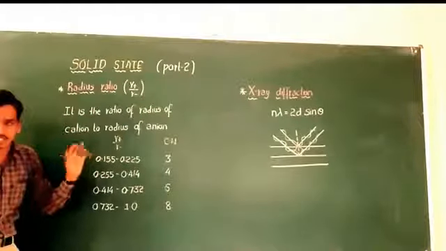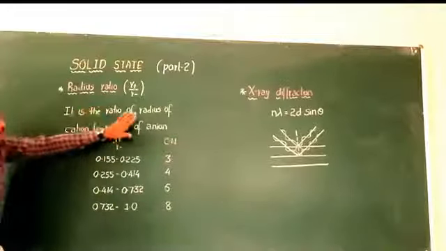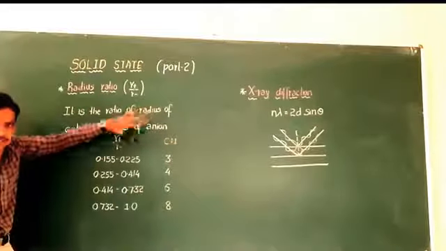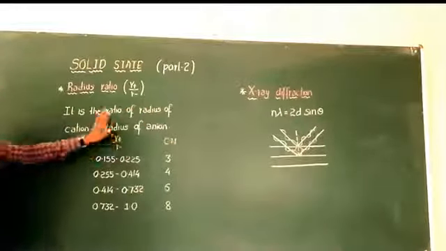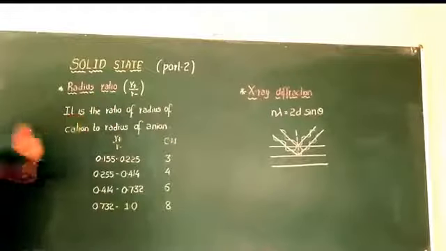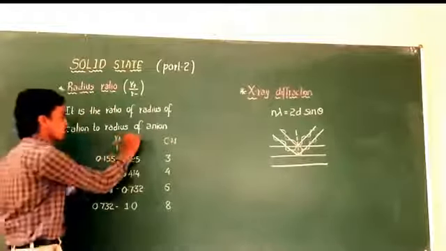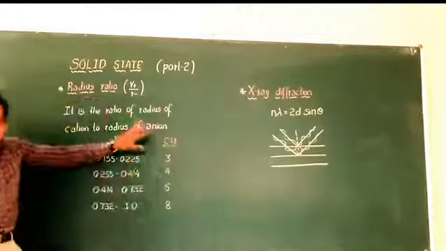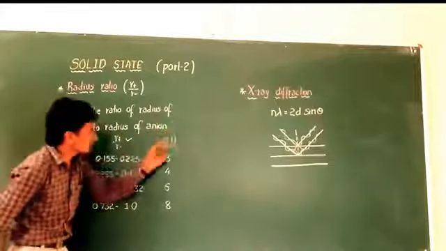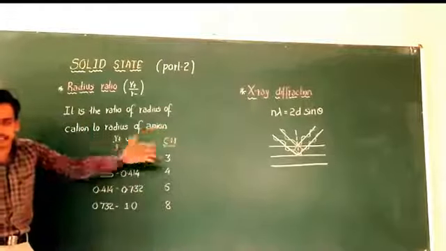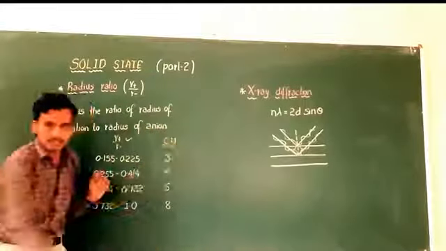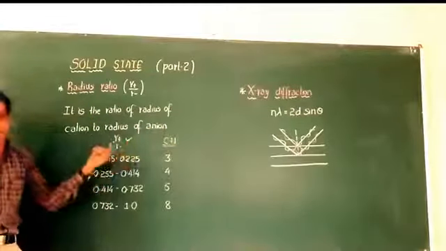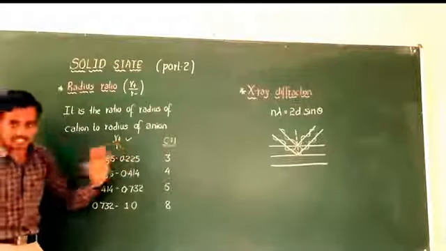Radius ratio is the ratio of the radius of the cation to the radius of the anion. Why is this radius ratio important? Because due to this radius ratio, we can decide the coordination number of the solid geometry. What is a solid, and what is a coordination number? You already studied that in the previous video.